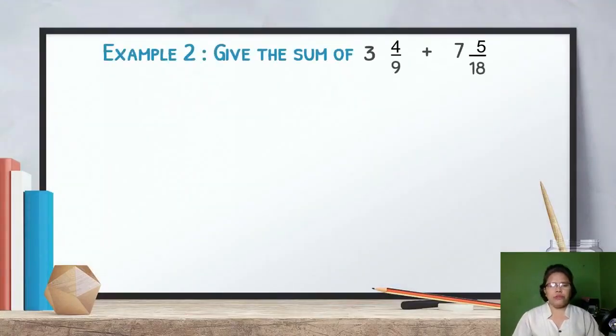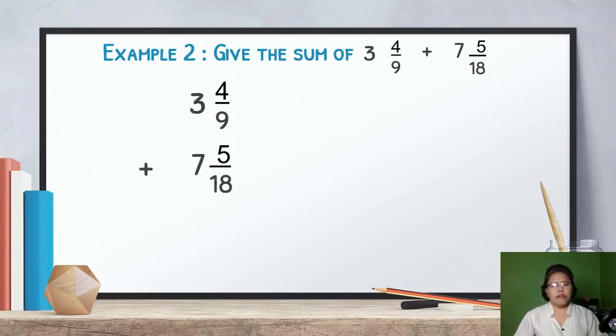Okay, example 2. Give the sum of 3 and 4/9 plus 7 and 5/18. So, arrange it vertically. So, you have there 3 and 4/9, and then plus 7 and 5/18. Tapos, supposed to be, i-add na natin yung whole number, di ba? Kaya lang, since it's dissimilar, okay, baguhin muna natin. So, the denominators here are 9 and 18. So, let's start with 18.